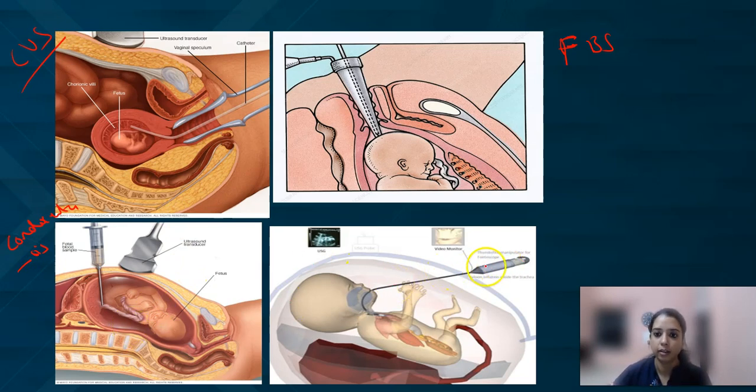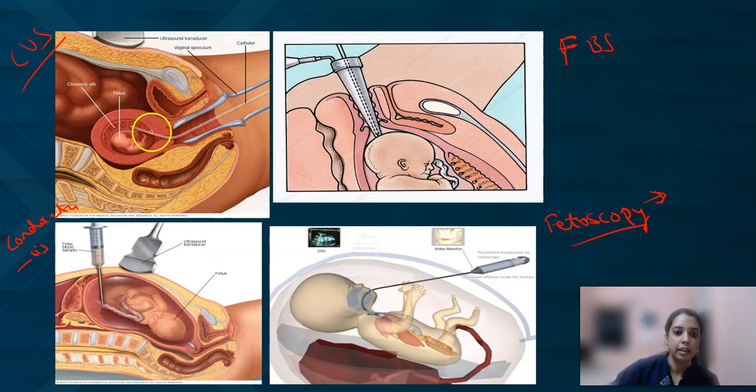Now here it is a catheter. Sorry, you will not need an ultrasound, because this catheter will have a camera to visualize where you are going. It's like an endoscope, and you are going inside the fetus. It is nothing but fetoscopy. You are trying to see inside the fetus, and fetoscopy is also used for therapeutic procedures, like certain surgeries while the baby is in the womb.